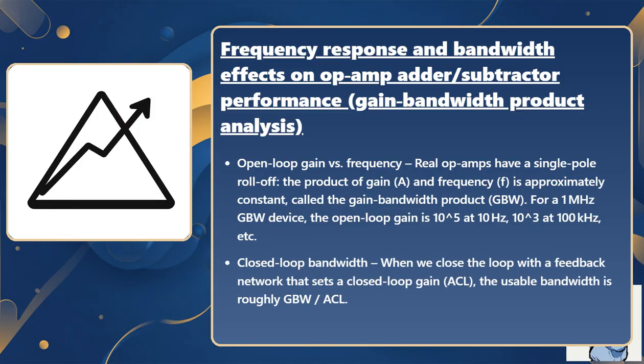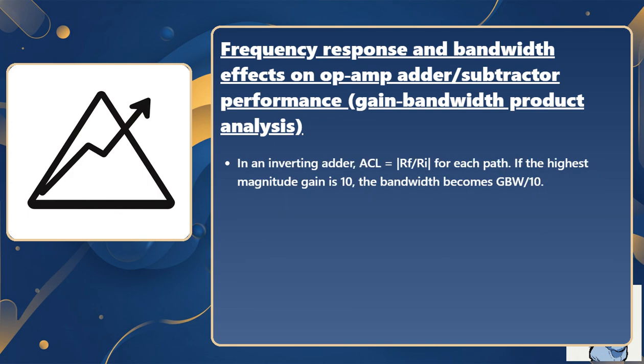Closed-loop bandwidth: when we close the loop with a feedback network that sets a closed-loop gain, A_CL, the usable bandwidth is roughly GBW divided by A_CL. In an inverting adder, A_CL equals the absolute value of RF over RI for each path. If the highest magnitude gain is 10, the bandwidth becomes GBW divided by 10.